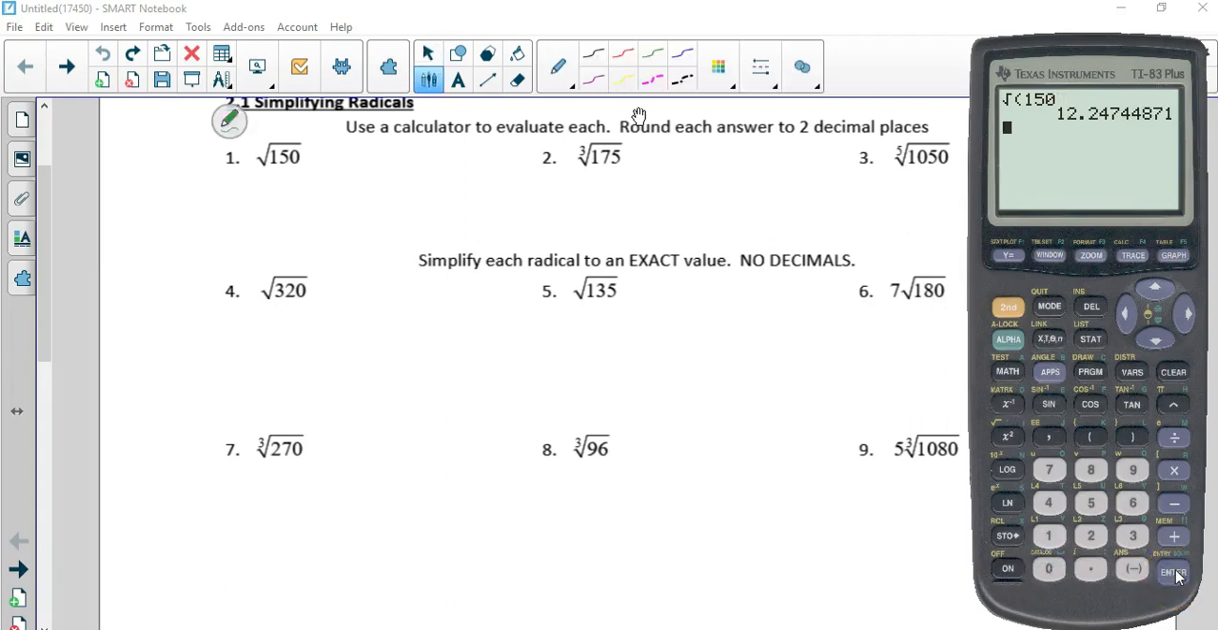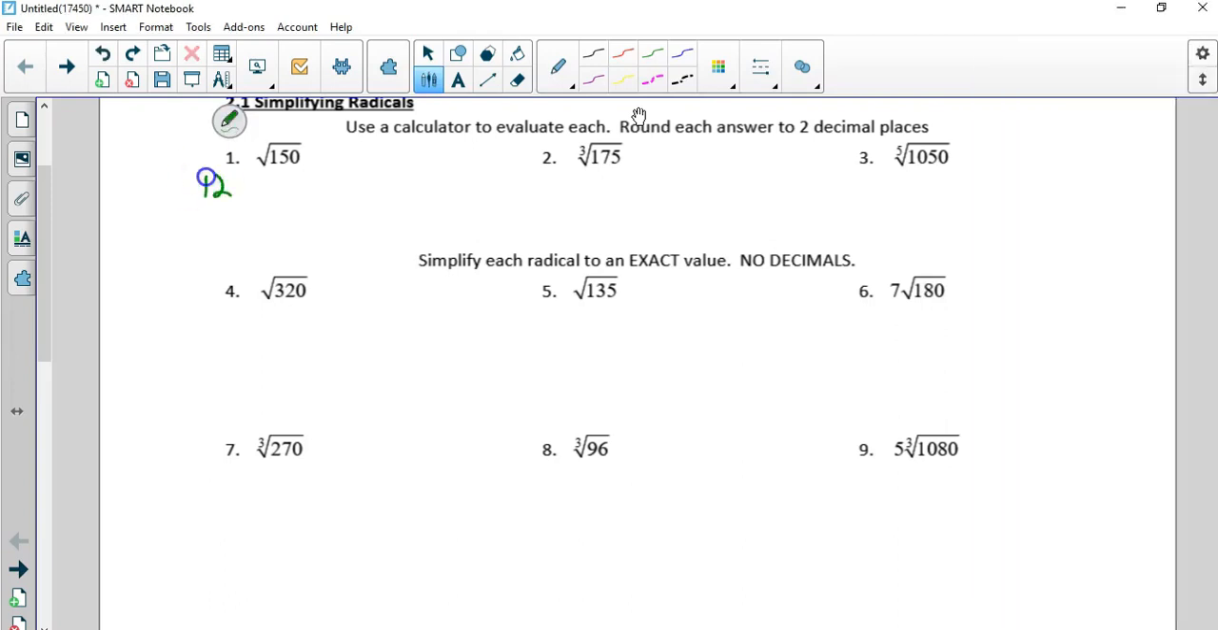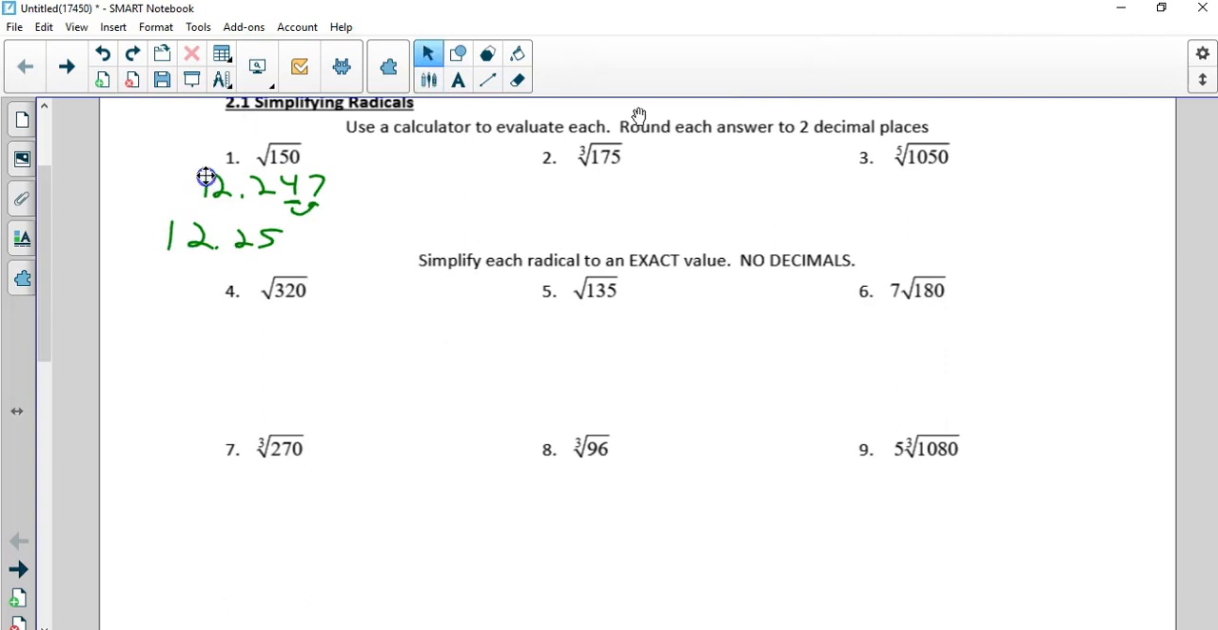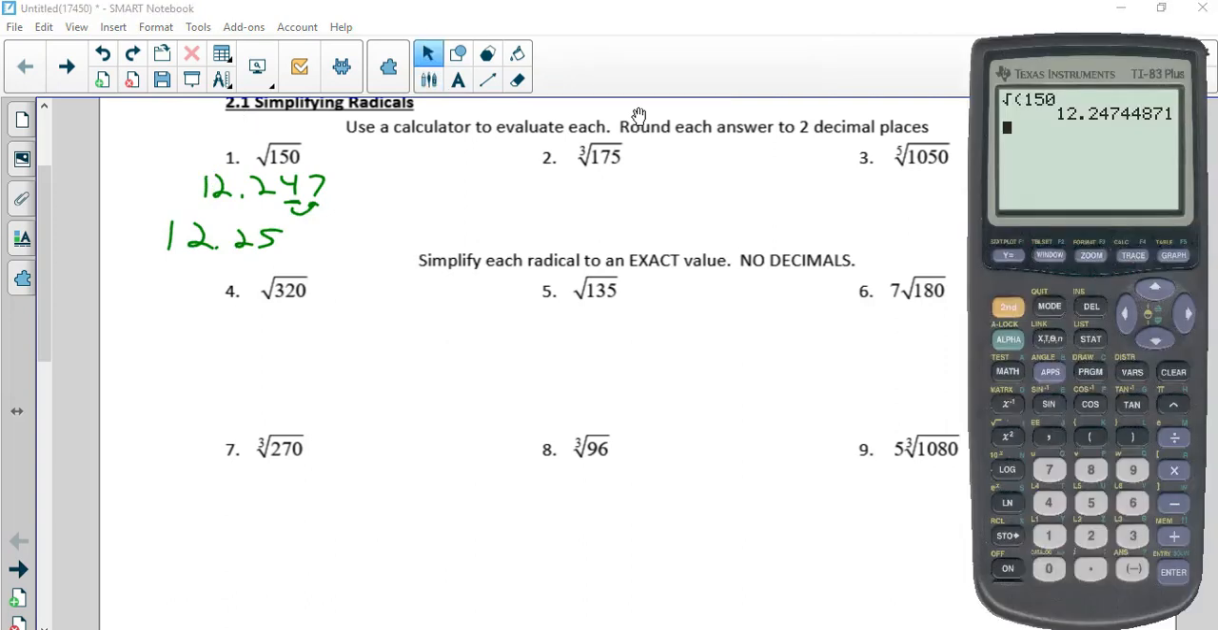Notice it says 12.247. Okay? You want to round here, which means you look at the 7, which tells it to round up. 12.25. Cube root of 175. Here is where you have to use the math key. You have to go down to number 4. Just cube root. Then put in your number.